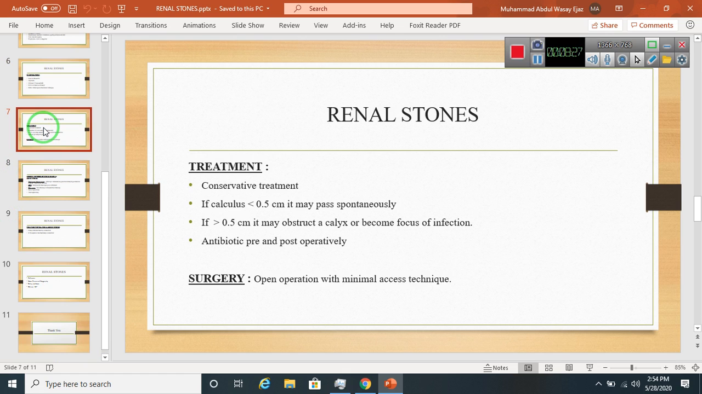Treatment, conservative methods. Conservative methods include drugs which are going to produce more urine, and small stones. If the stone size is less than 0.5 centimeter, it may pass through the kidneys along with the urine. And if the stone is more than 0.5 centimeter, it may obstruct a calyx or become a focus of infection. Antibiotics pre and post operatively will have to be given after surgery for the renal stones, and the surgery done is open operation or minimal access techniques.